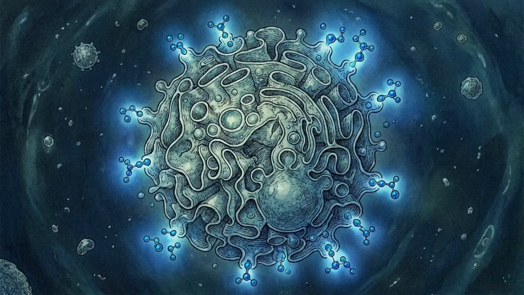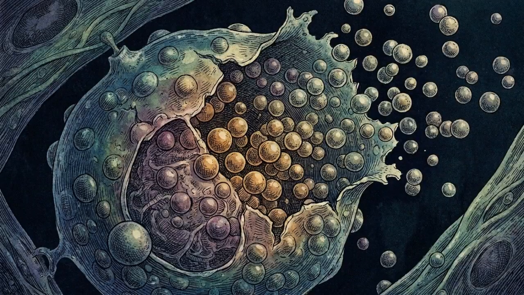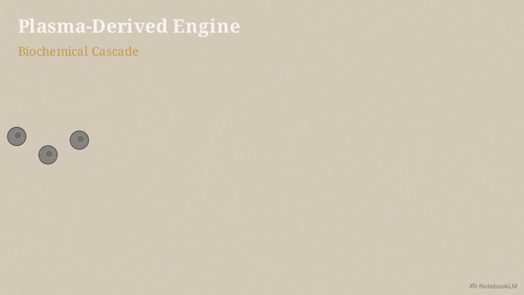The first is the cell-derived engine. This relies on chemical agents synthesized directly on site by local immune cells, or immediately released from internal storage granules the moment tissue is damaged. The second is the plasma-derived engine. This utilizes a cascading sequence of pre-existing proteins that constantly circulate in the bloodstream, waiting for an activation signal.